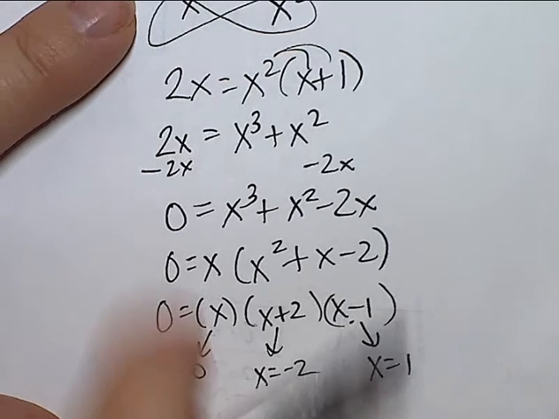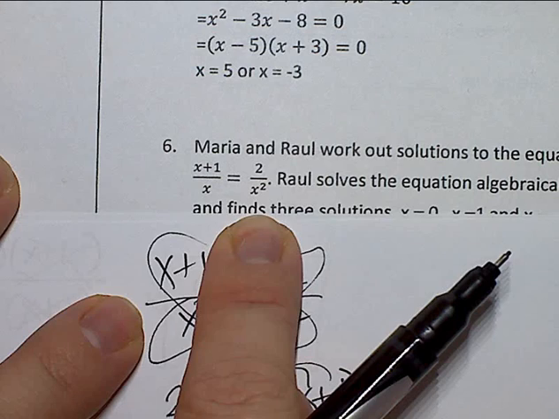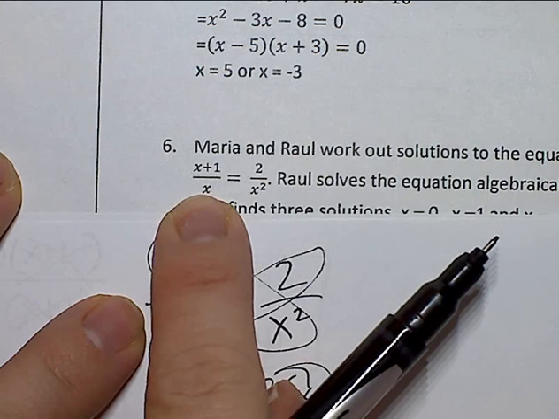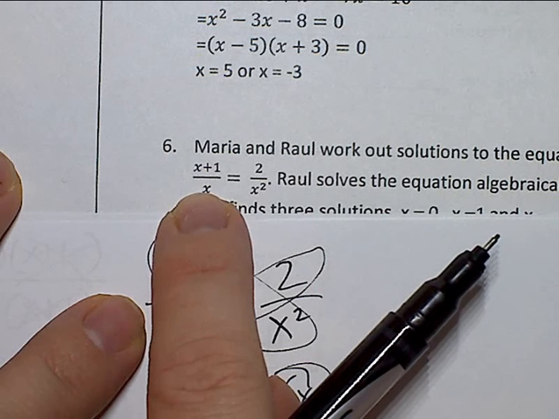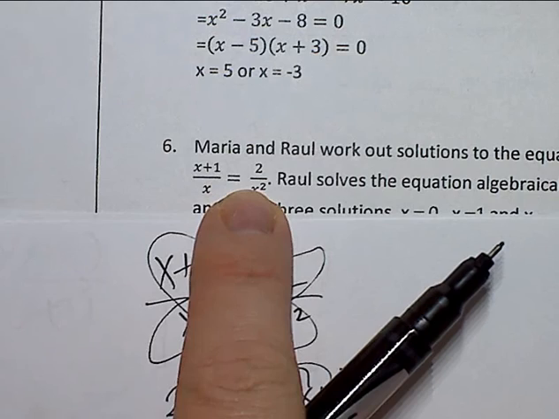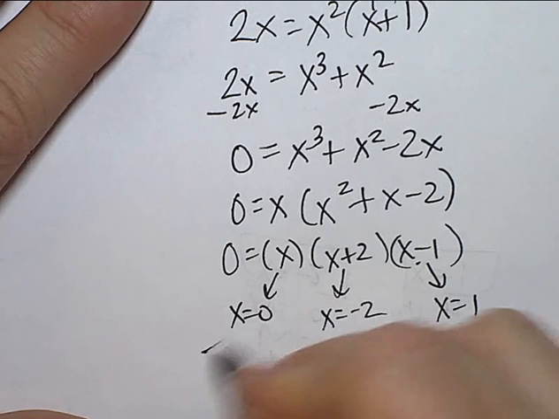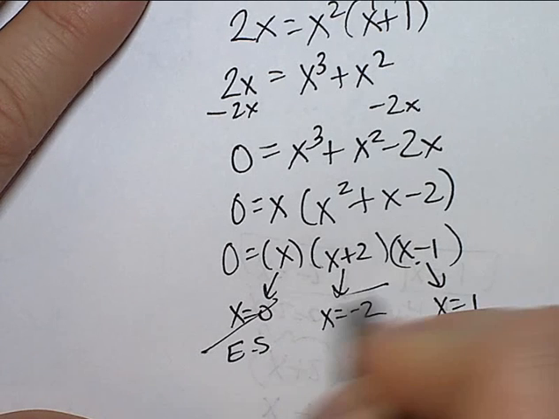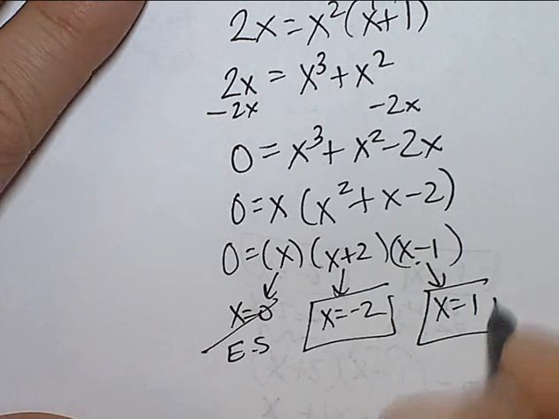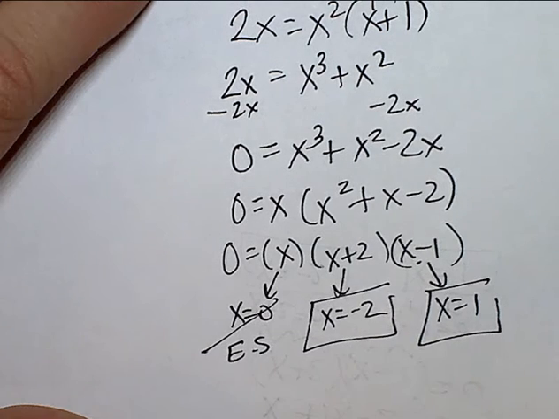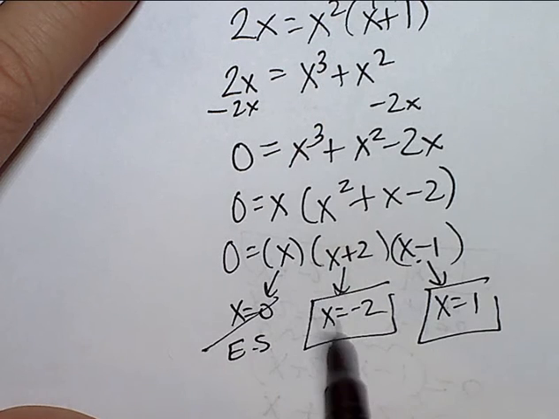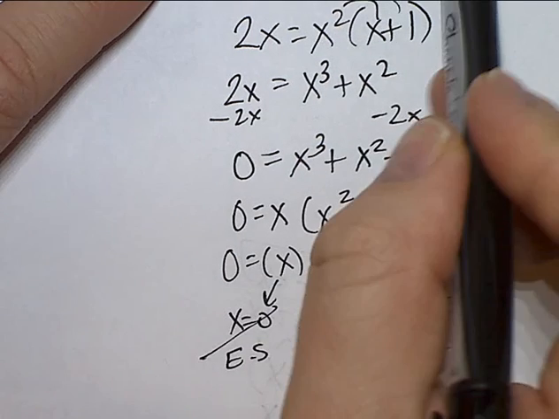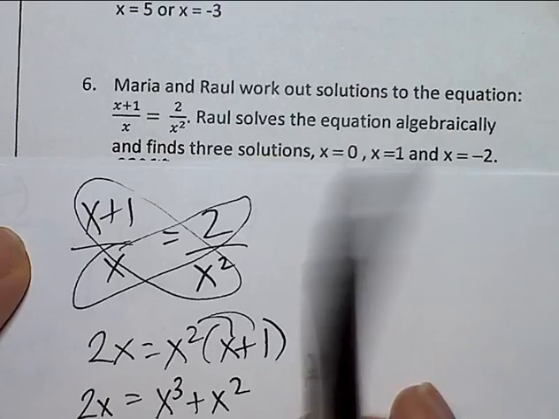If you plug in 0 for the denominator, does it work? No. In fact, what do we call that? Extraneous solution, because it breaks the math rule. This does not work. We've already checked negative 2 and positive 1 with a previous method, and it works. So more than likely, Raul did his problem this way because he got 3 solutions, and in fact, he got these exact 3 solutions. But is Raul correct?